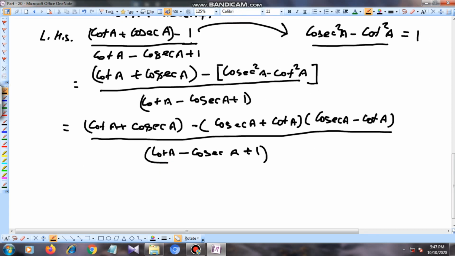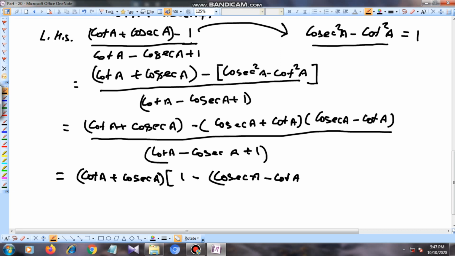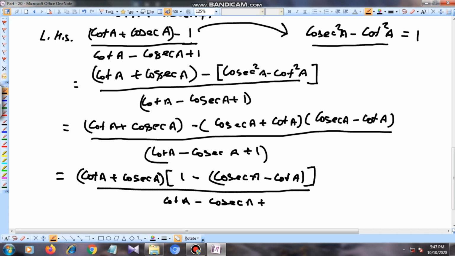Now taking cot A plus cosec A common from the numerator, we get (cot A plus cosec A) as a common factor, and in the bracket 1 minus (cosec A minus cot A), upon cot A minus cosec A plus 1.